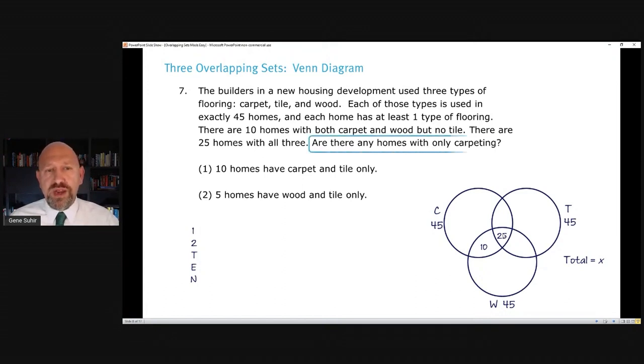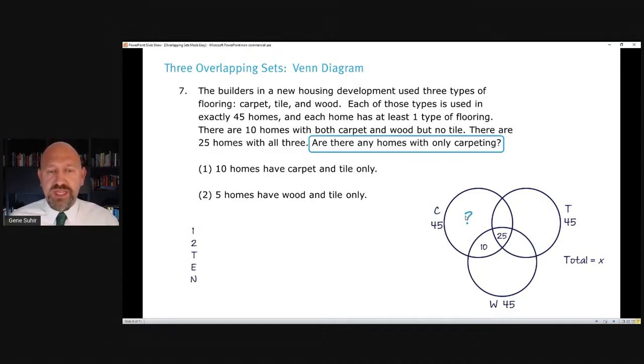Then, are there any homes with only carpeting? So the region we're especially interested in, I'll put a question mark there, is where we have carpeting only. Now we can set our standard for sufficiency before launching into the statements. Taking a few moments to do so with data sufficiency helps make going through the statements go so much more smoothly.